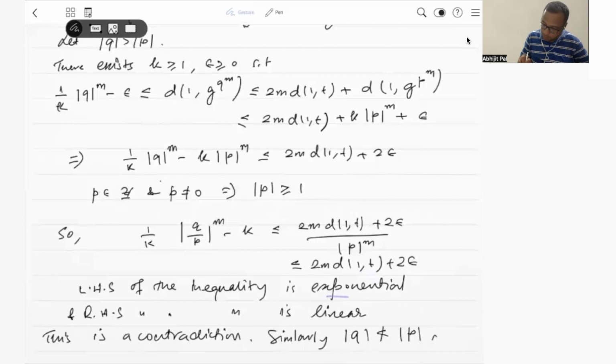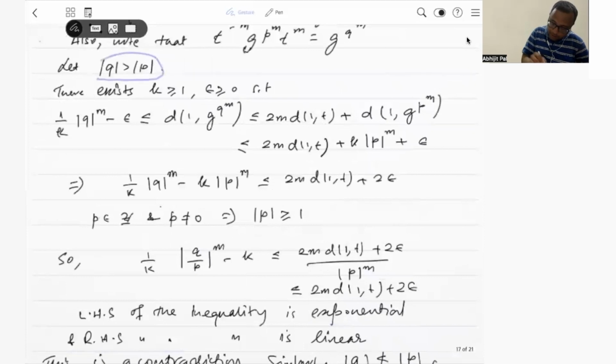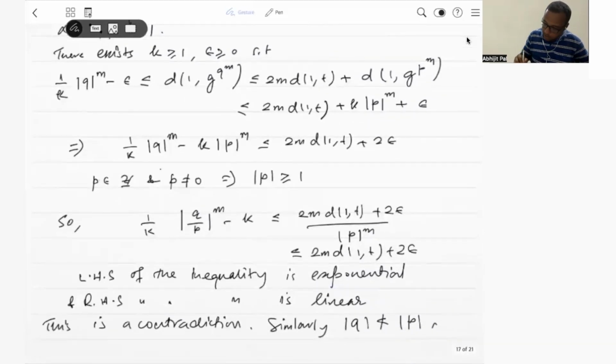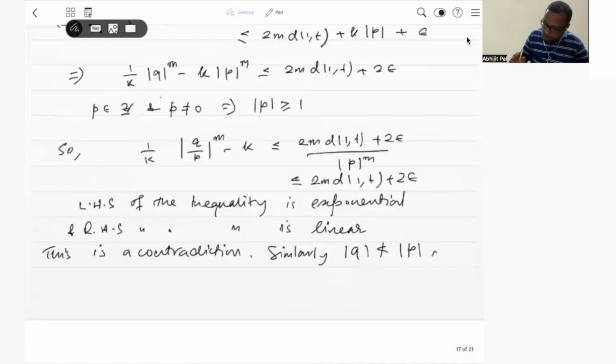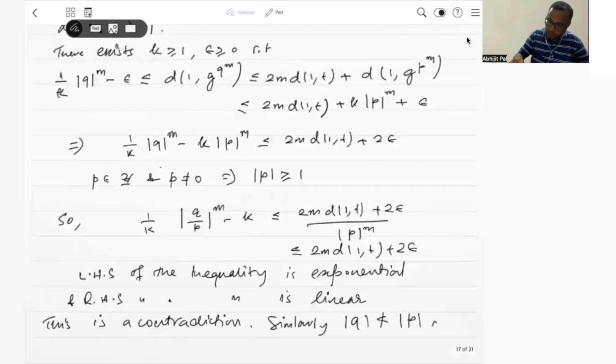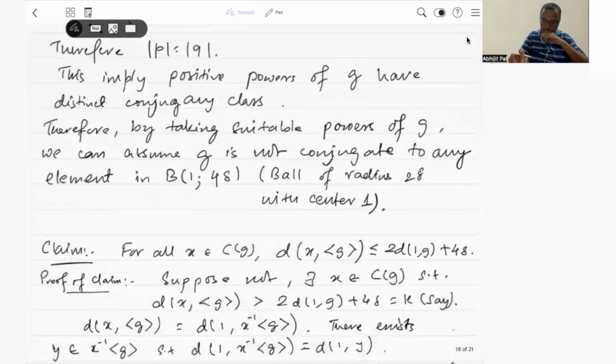The left hand side of the inequality is exponential, since we have taken |q| to be greater than |p|. So the left hand side is exponential and the right hand side is linear. So there is a contradiction, because of this fact. Similarly, we can prove that |q| is not less than or equal to |p|. So therefore, |p| is equal to |q|. We have shown this.